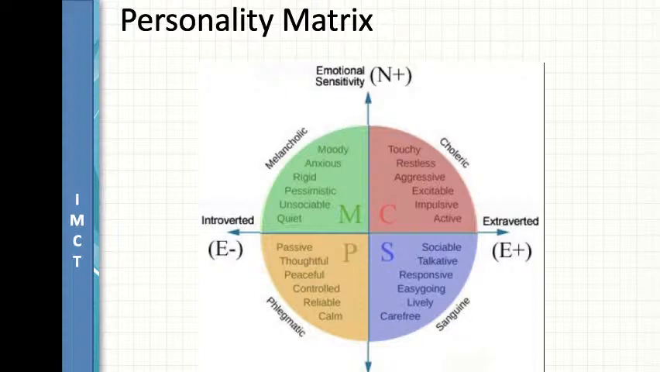So let's start with choleric. These are the people who are extrovert. They're outspoken, but also they are charged emotionally. They're aggressive. They're excitable. They're active.